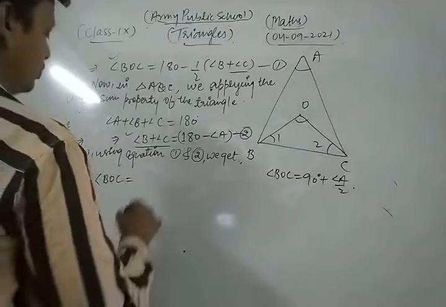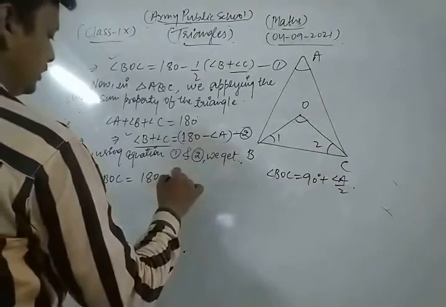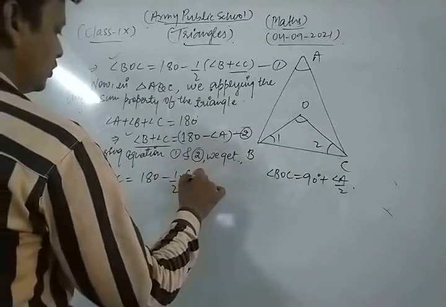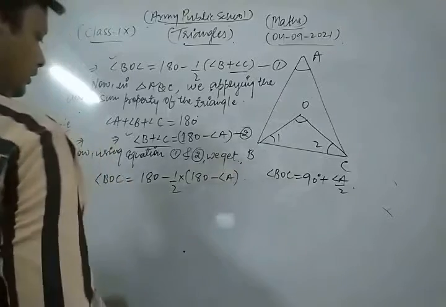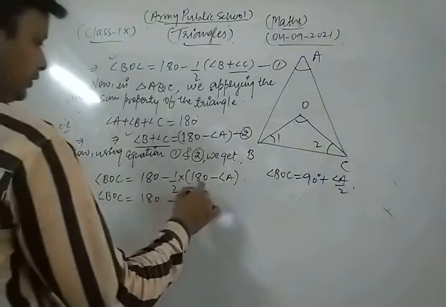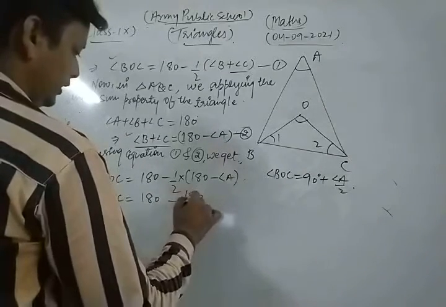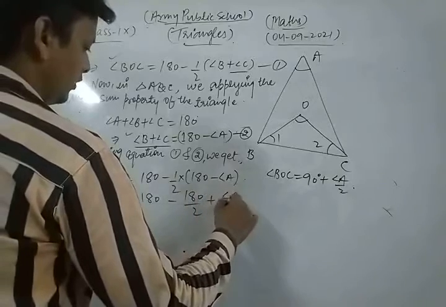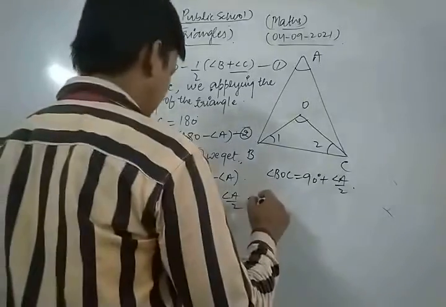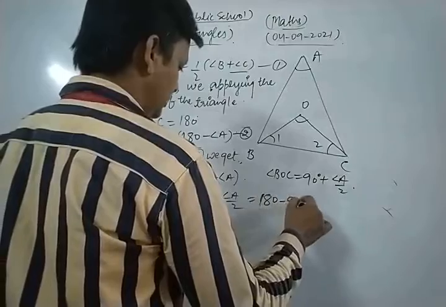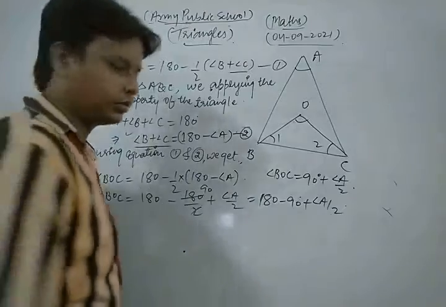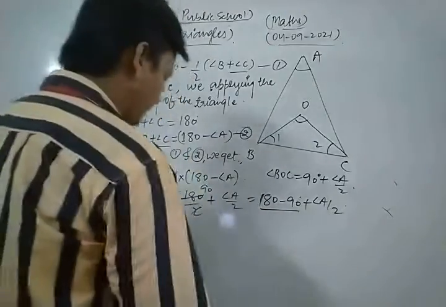The value of angle BOC is equal to 180 degrees minus half of angle B plus angle C, which means 180 degrees minus half of (180 degrees minus angle A). We multiply them. So this is 180 minus 180 upon 2 plus half of angle A. 2 nines are 18, so this is 90. So here we get 180 minus 90 plus half of angle A. Look here, 180 minus 90 is 90.